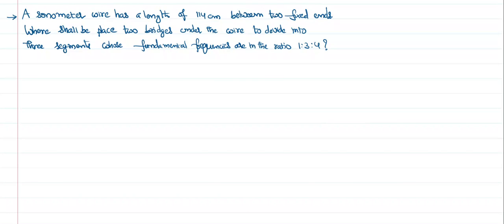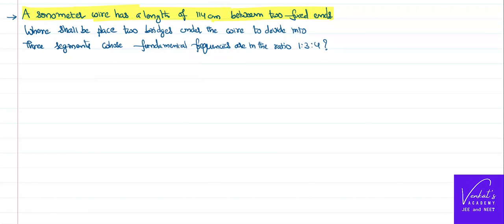In this video, we are solving a small problem based on the concept of laws of stretched strings. Let me read out the problem for you. A sonometer wire has a length of 114 centimeter between two fixed ends. So before going any further, let me first explain what this sonometer is, and then I will come back to the problem. Let me explain what you mean by sonometer.